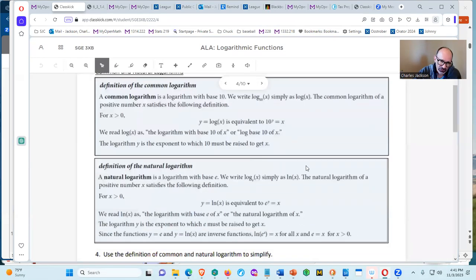So to do those, we had to understand common log and natural log. Common log is the one with base 10, and natural log is the one with base e.